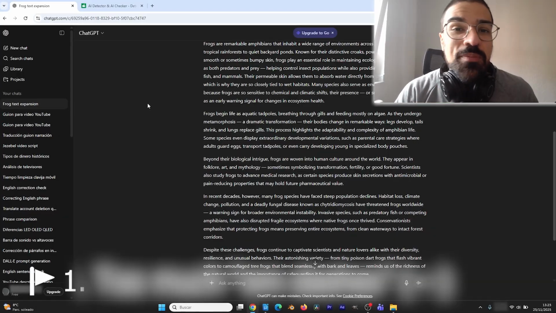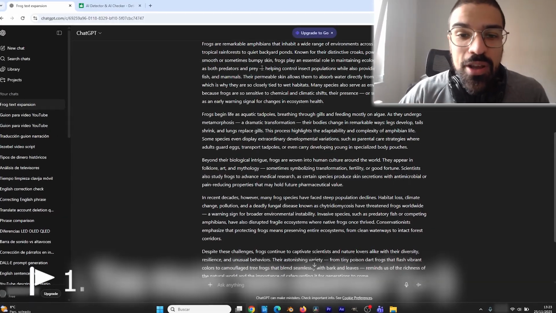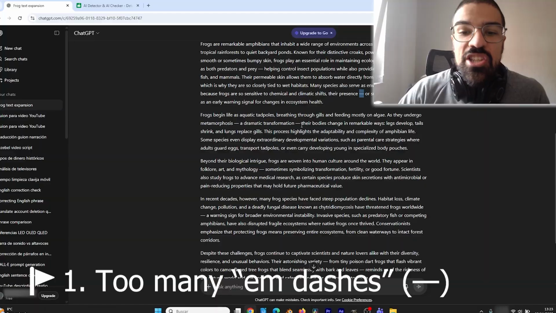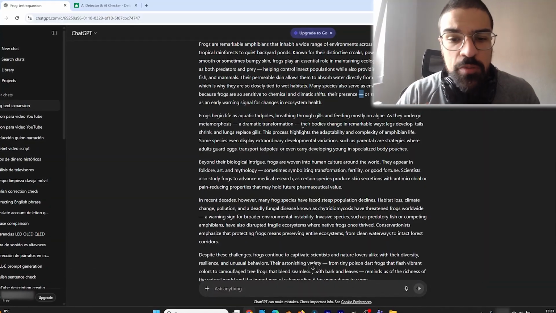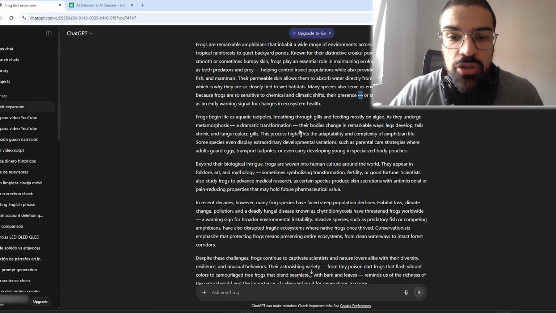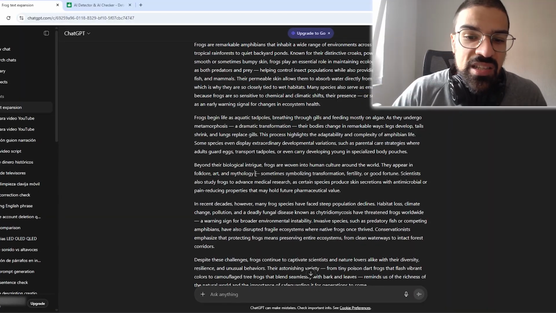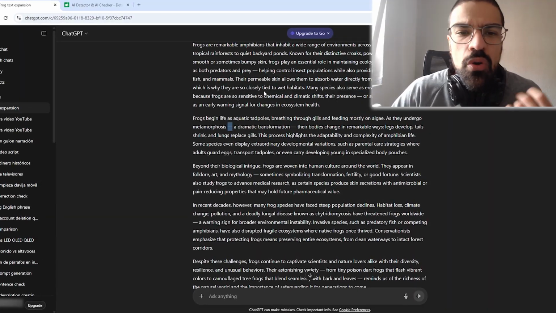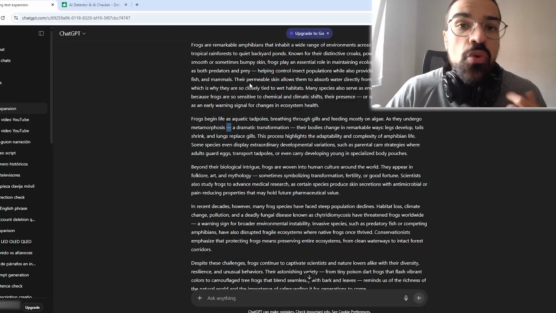The first one is by far the most well-known: too many M dashes. ChatGPT really overuses this punctuation mark because it is actually very efficient for text structure. When you see a text that has M dashes everywhere, you know it's AI generated, and so do the AI detection tools.